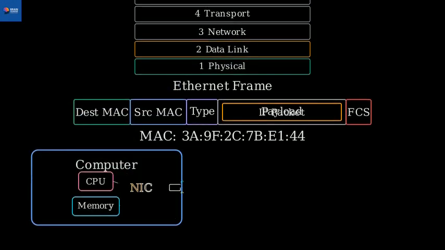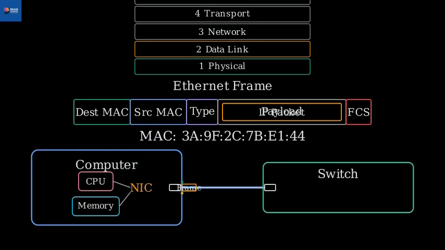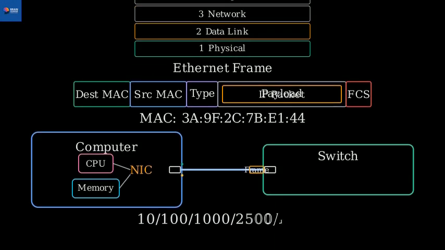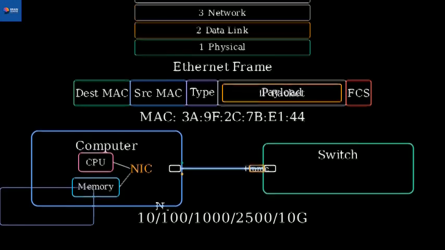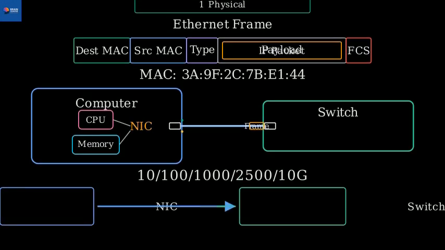We bring back our diagram. The NIC wraps data into a frame and launches it across the wire to the switch. Modern NICs can negotiate link speed and duplex with the switch. Common wired speeds include 10, 100, 1000, 2.5 gigabit, and 10 gigabit. During auto-negotiation, the NIC and the switch agree on the best shared mode.